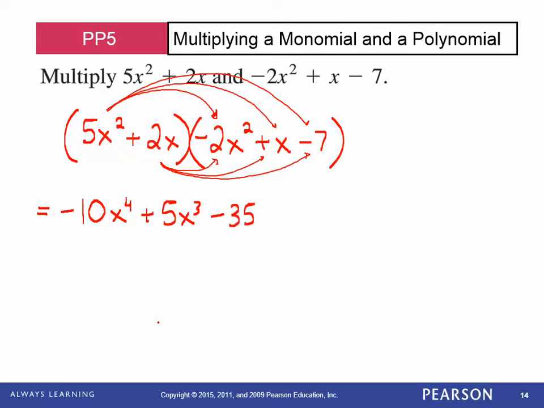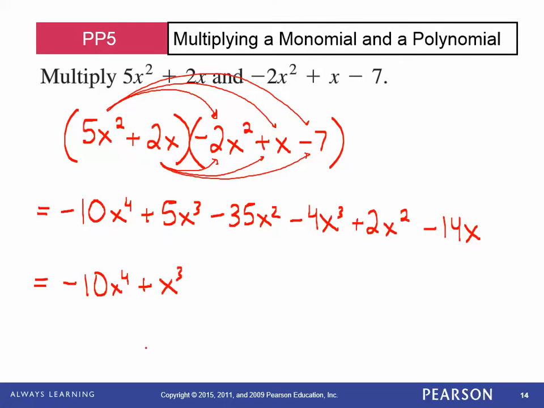So I have a negative 10x to the 4th plus 5x cubed minus 35x squared minus 4x cubed plus 2x squared minus 14x. And then we have some like terms to be added together, is that right? Yes. Yeah, we've got a few here. So negative 10x to the 4th does not have anything to combine with, but I have a 5x cubed, a minus 4x cubed, which gives me a plus x cubed. X squared here, so it gives me a minus 33x squared. And looks like a minus 14x, that would be the final answer. Those are all like terms being combined together.